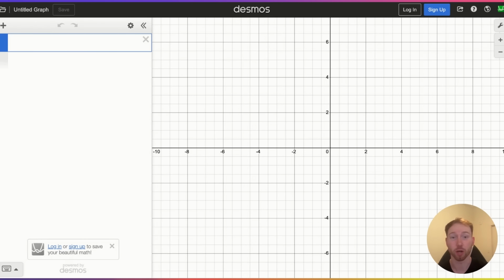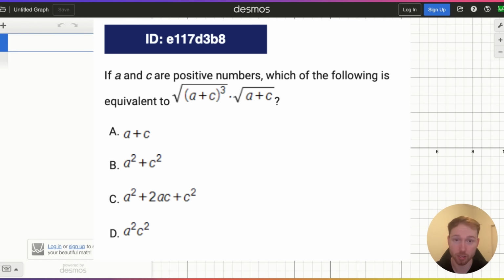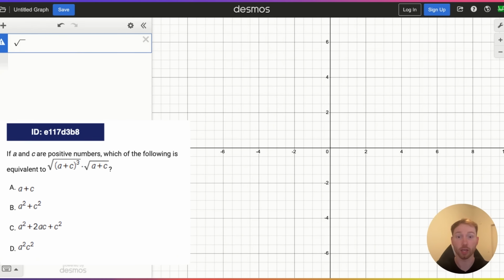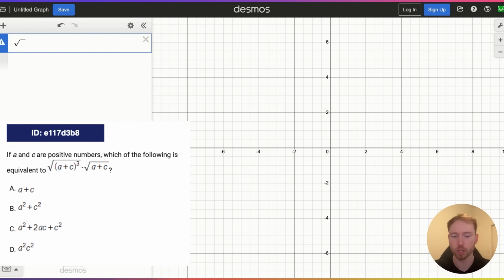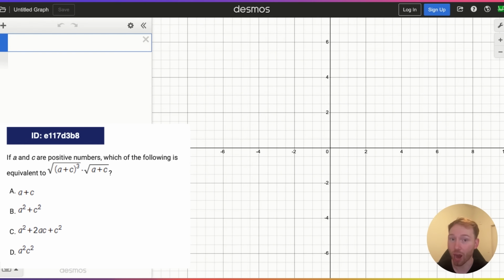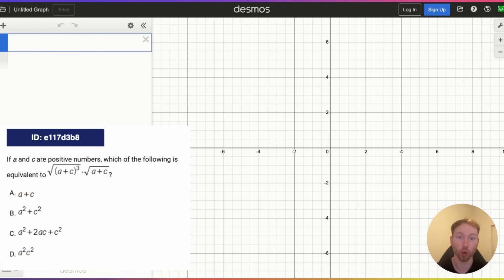How to solve equivalent expressions on the SAT using Desmos. You can identify the equivalent expression questions because they always put the word equivalent in them. Which equation is equivalent to this one? Which one is equivalent to that one? What this means is which expression is equivalent to this one? Let's type this practice problem into Desmos. It's the same expression, either simplified or with numbers distributed. So when I graph these, they should create the same graph because they're the same function rewritten. Let's take a look at this practice question.